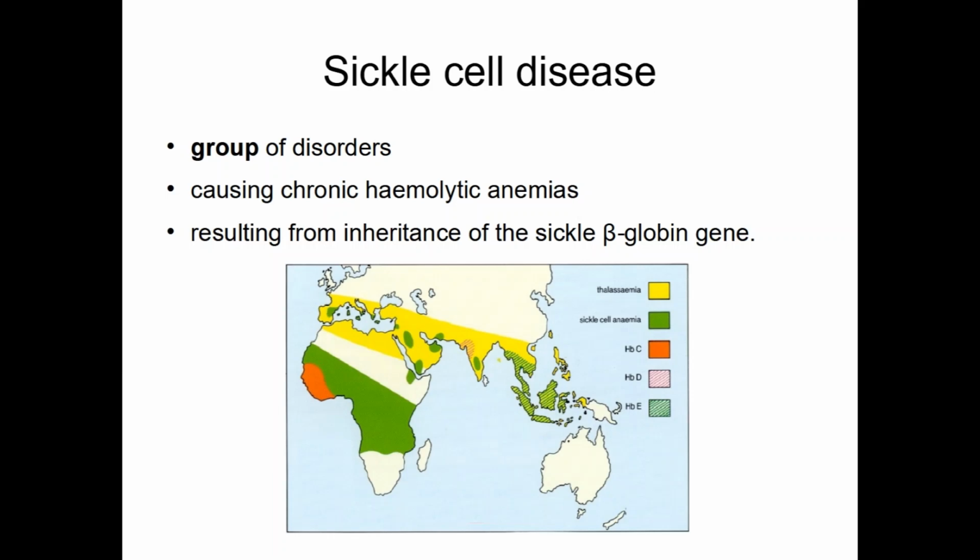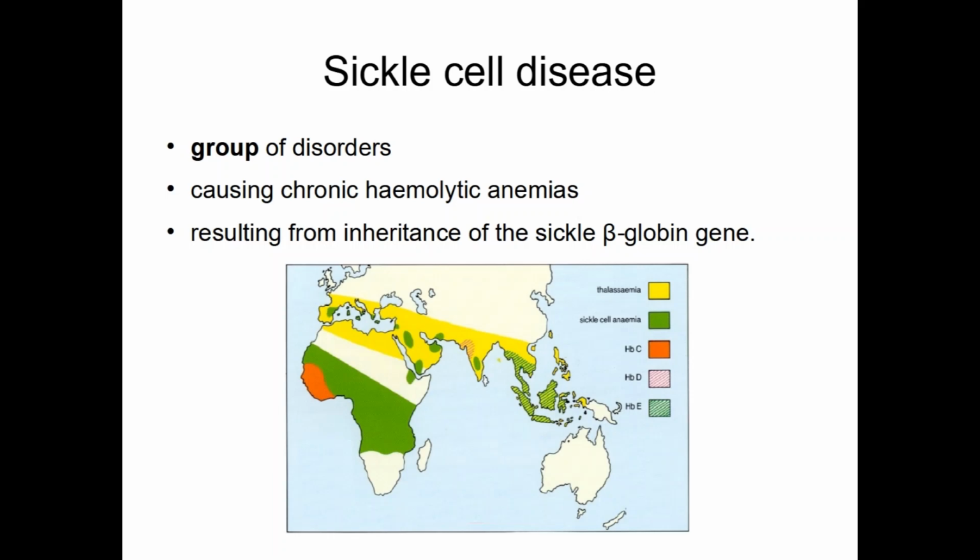Let us start the discussion with sickle cell disease first. Sickle cell disease is a group of disorders which cause hemolytic anemias over a long period of time, and this disease is due to the inheritance of an abnormal beta globin gene, that is the sickle beta globin gene.